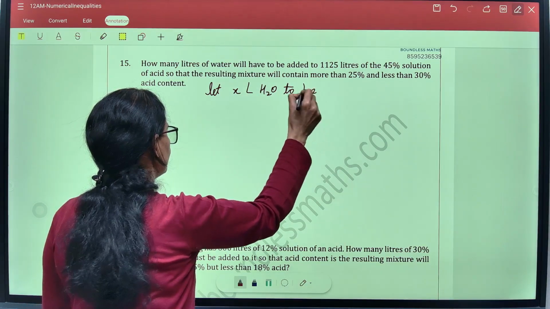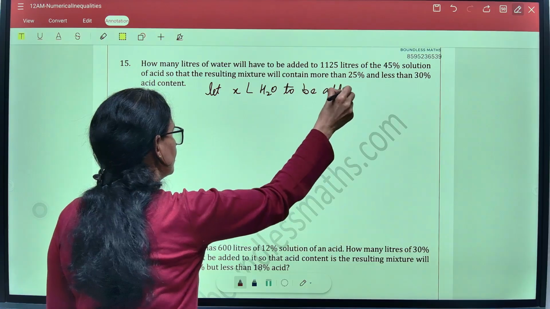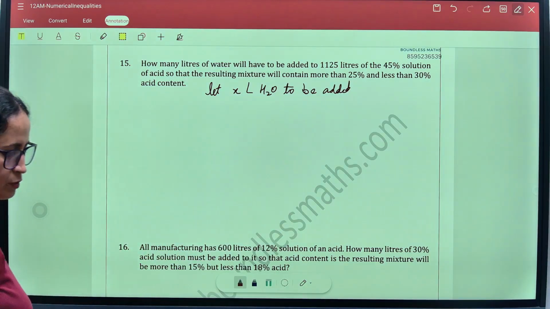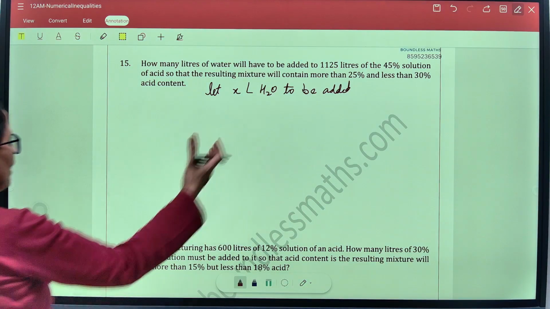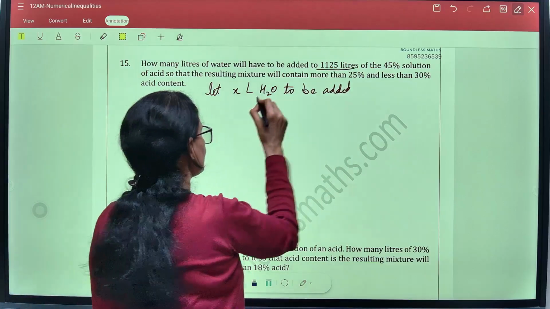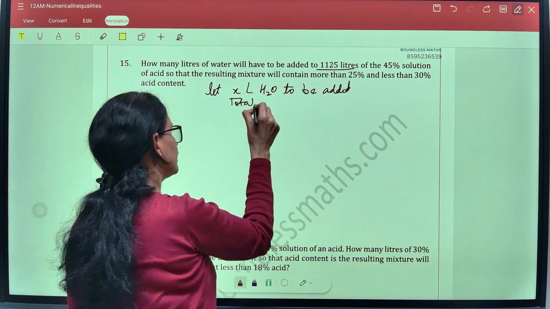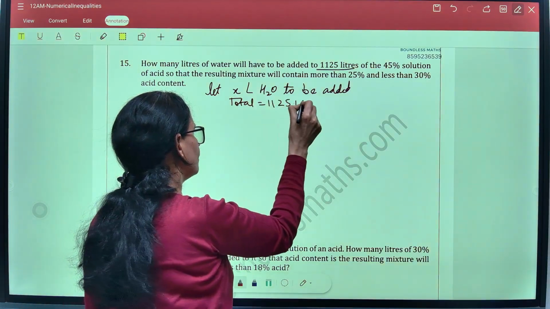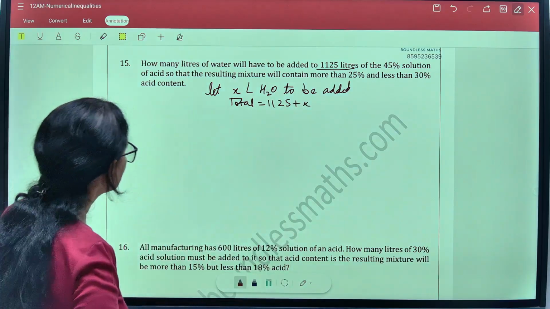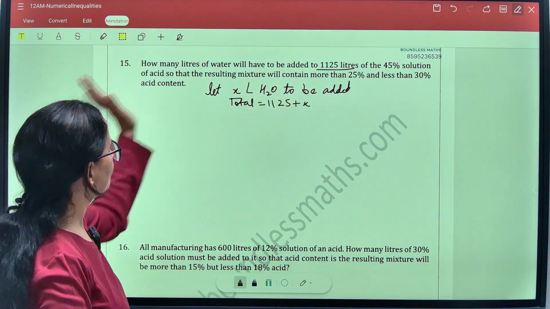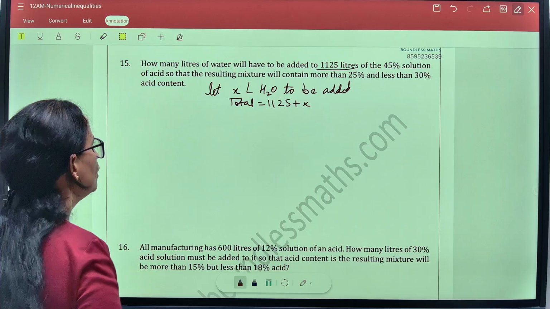Always start your answer from here. What is x? Now according to the question, what is given to you? If you add x liters to 1125 liters, what will be the total amount of liquid? It is going to be 1125 plus x. Now the concentration of this has to be between 25 and 30% of the solution.